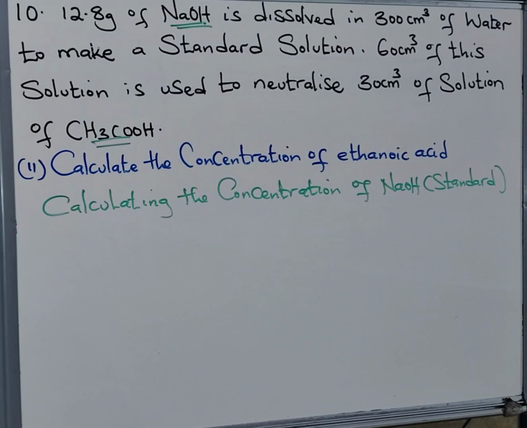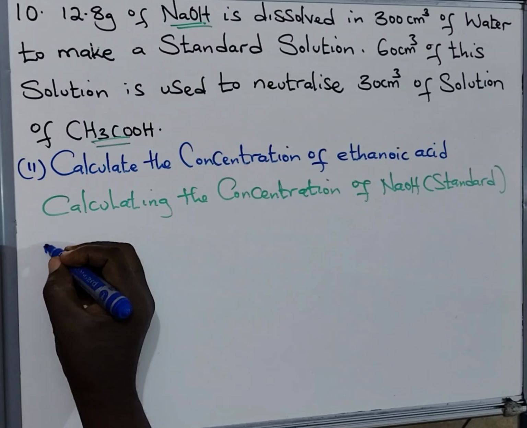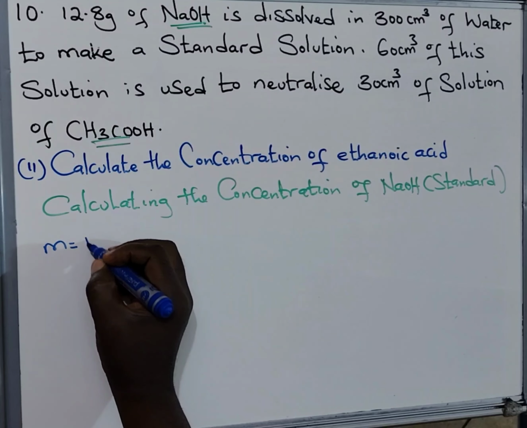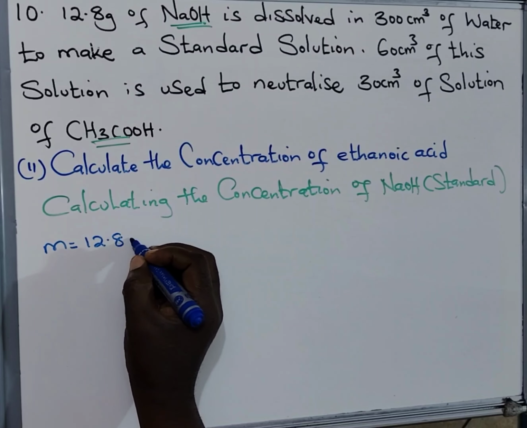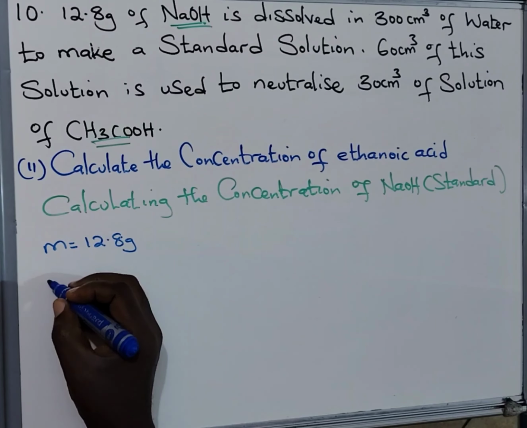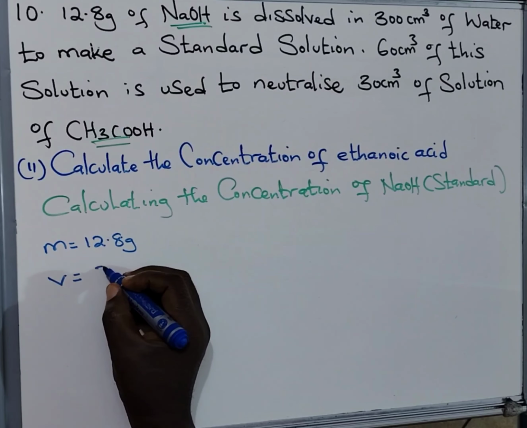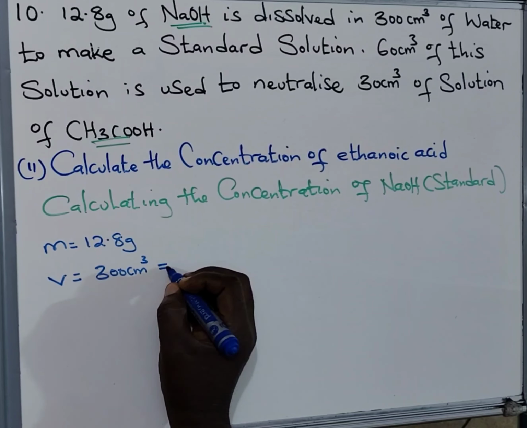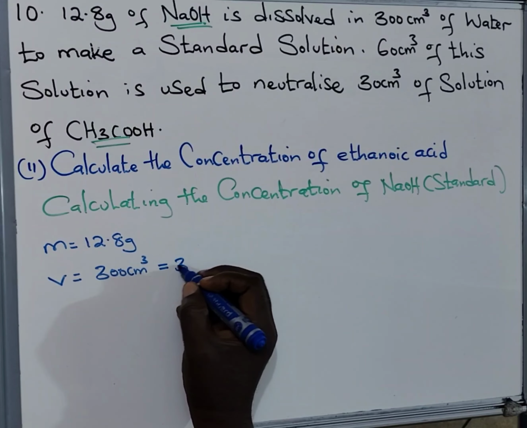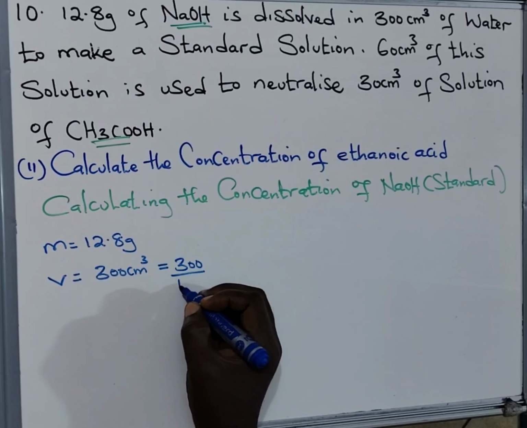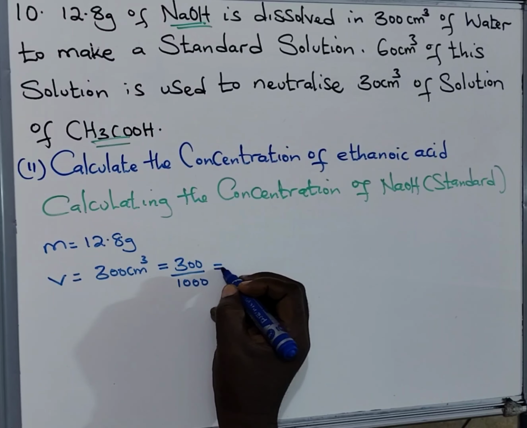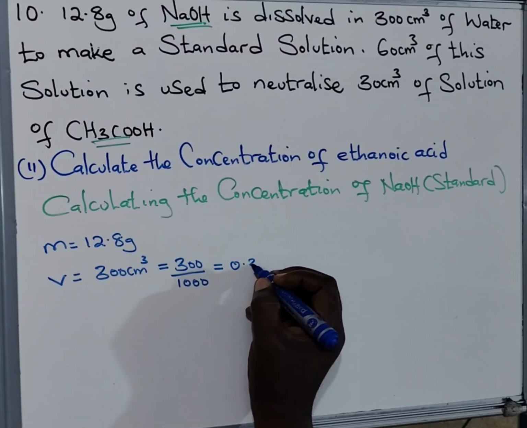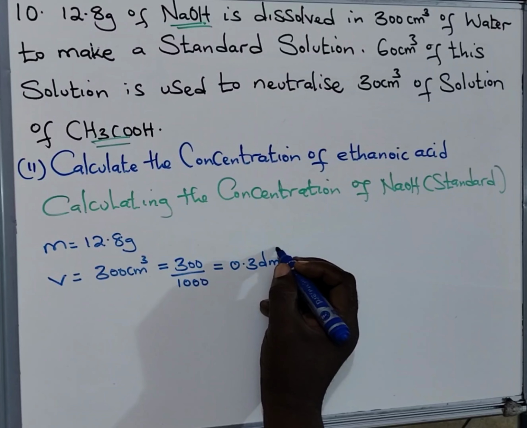Okay. So we look at the information we have. What information do we have here? We know mass. The mass is 12.8 grams. We know the volume. The volume is 300 cubic centimeter. Converting it to cubic decimeter, we divide by 1,000, giving you 0.3 cubic decimeter.